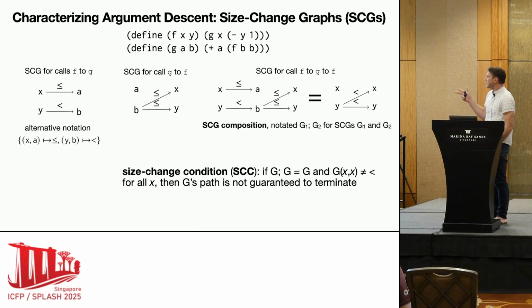There's an alternative notation beneath. This is how they characterize argument descent from call to call. And you can compose size change graphs, that's on the right, just by following paths of edges, and you get the least strict, or the most strict, I should say, annotation on the resulting edge of those on the composed edges.